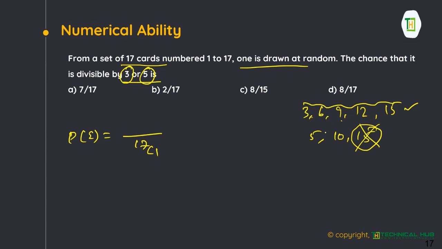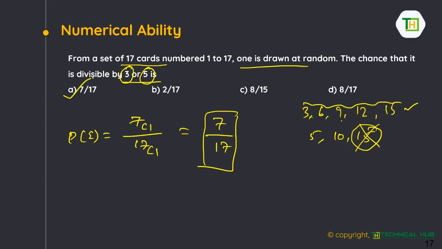3 plus 2 is 5, 5 plus 2 is 7. Out of 7, you are selecting only 1. 7C1 means 7 divided by 17. 7 by 17, that is the required probability for this question. Option A is the right answer. Option A.